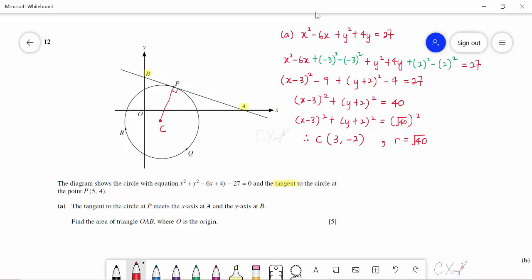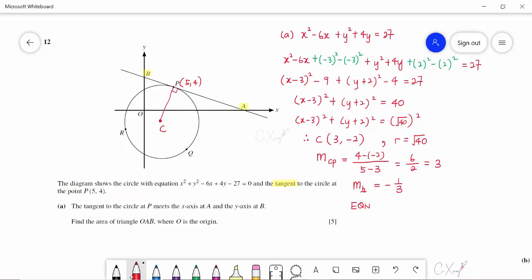Now that I know the center, which is C, I want to find the gradient of CP. So what is the gradient of CP? Point P is (5, 4). To find the gradient, it will be 4 minus negative 2, divided by 5 minus 3. From here you get 6 over 2, and therefore the gradient of CP is equal to 3. Therefore, the gradient of the tangent line, which is 90 degrees to CP, will be negative 1 over 3.